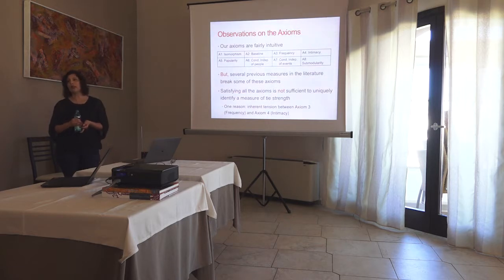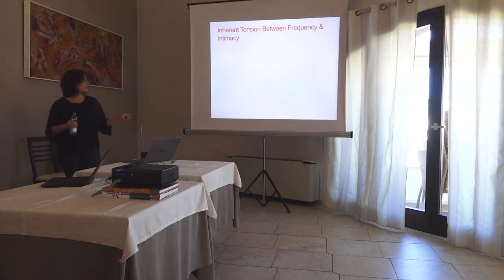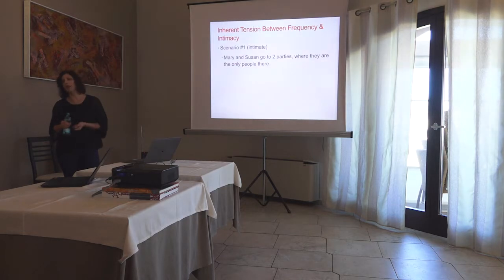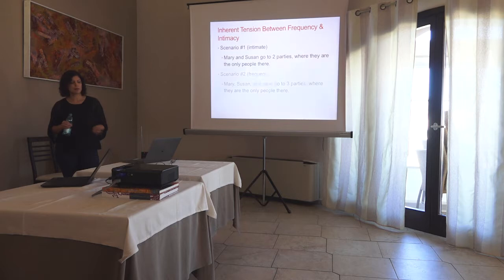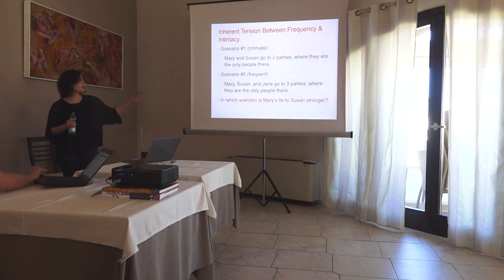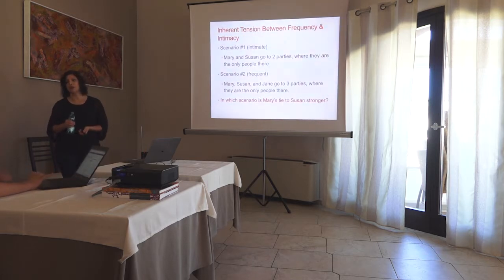And the reason the axioms cannot come up with a total order, not a partial order, the total order, is this tension between frequency and intimacy. So let me give you an example. Scenario one, Mary and Susan go to two parties, and they're the only two people there. Scenario two, Mary, Susan, and Jane go to three parties, and they're the only three people there. In which scenario is Mary's tie to Susan stronger?